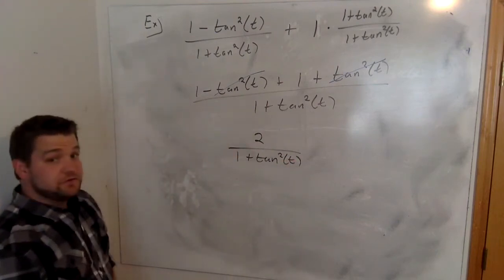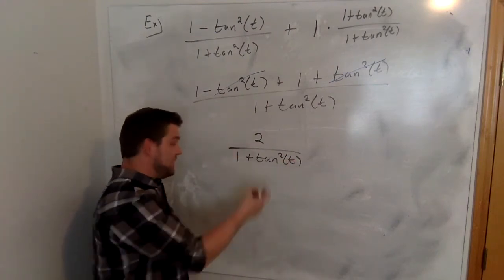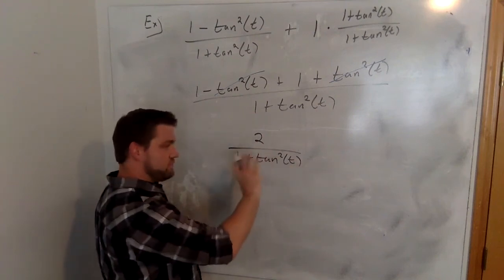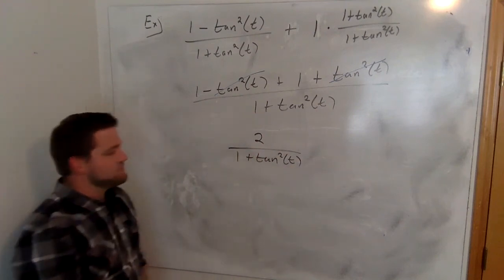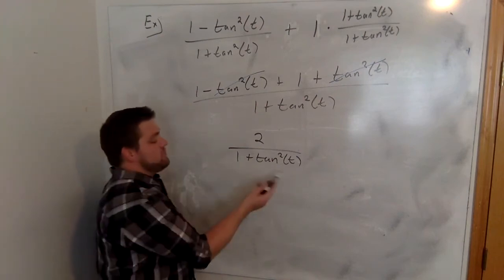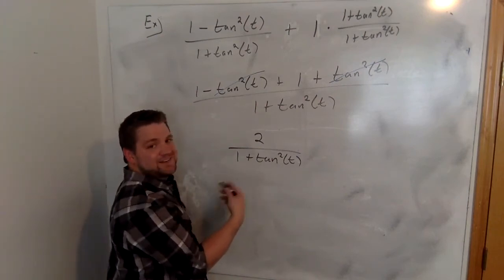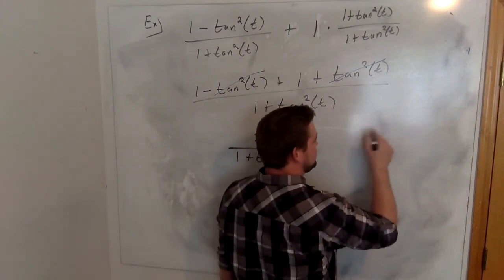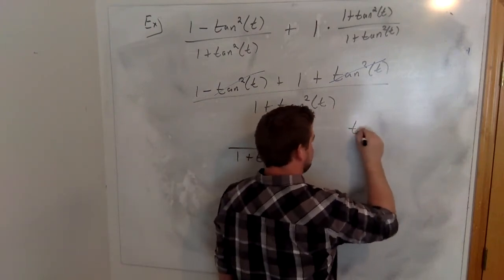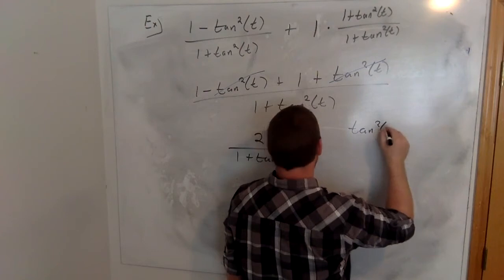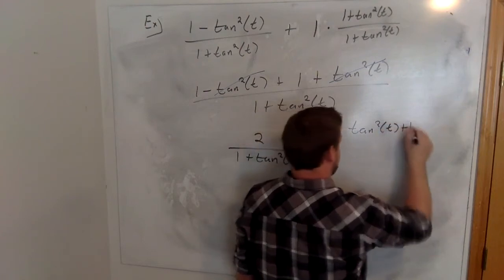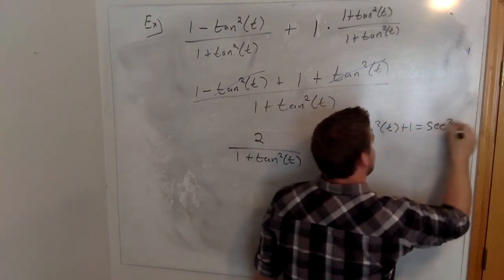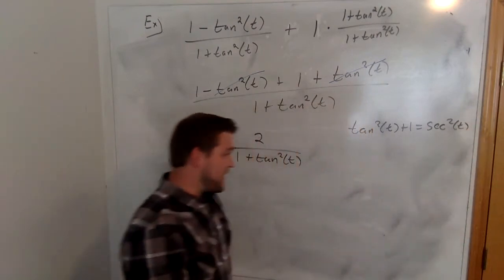Now, from here, you could definitely write things in terms of sines and cosines, add fractions, flip, multiply, play around with this. But I'm going to say, man, this smells a whole lot like a secant squared. What do we see? We have that tan squared of t plus 1 is equal to secant squared of t, the nice Pythagorean identity.